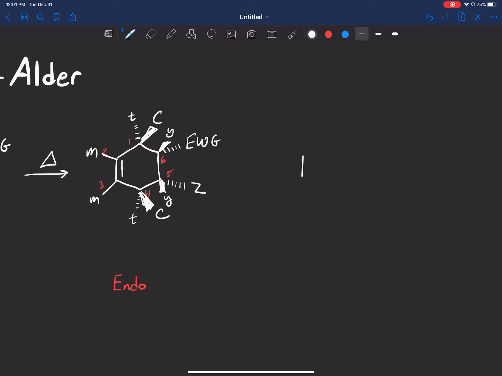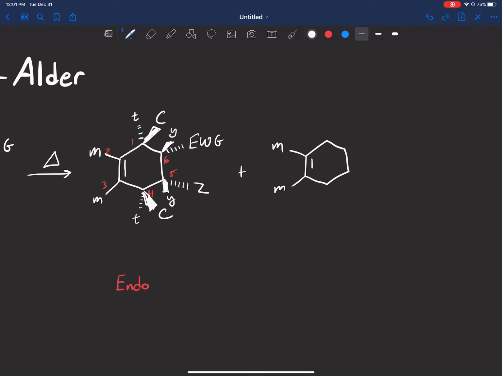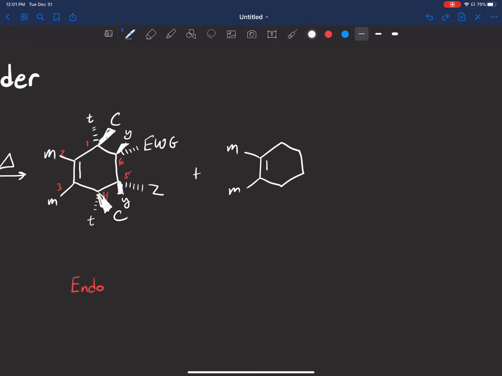The exo product, which is the minor product, and remember, no stereochemistry on the substituents on that new double bond. The exo product is just going to be where the cis groups have the same stereochemistry as the electron withdrawing group. So let's stick with keeping the trans group dashed, and this is wedged. But now I'm going to make the electron withdrawing group wedged.